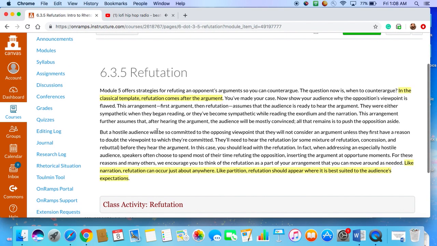So remember, if you were writing to a hostile audience, you conceded early, but you never want to refute early. You never want to refute in your introduction, because that's going to automatically turn your audience off to what you're doing. So you want to give your refutation for a hostile audience after you build your argument. You want to give your concession and your refutation after your argument if you're writing to a sympathetic audience.